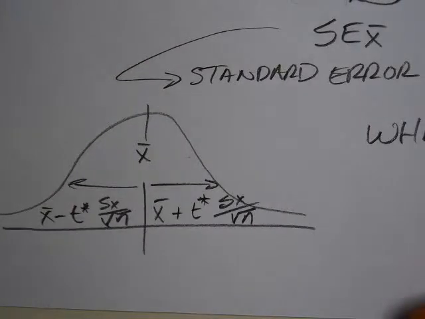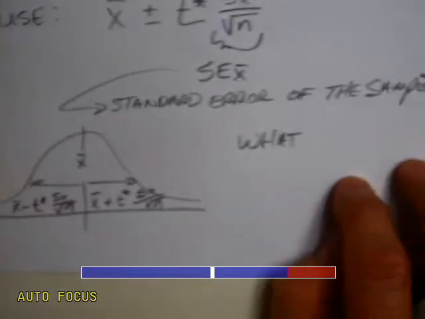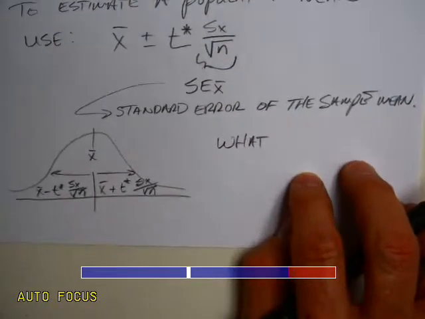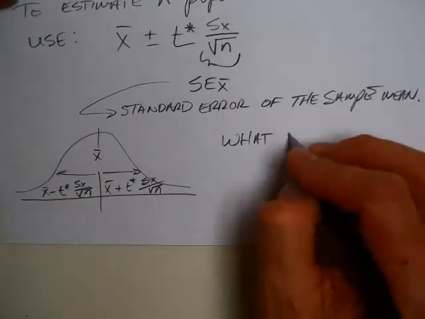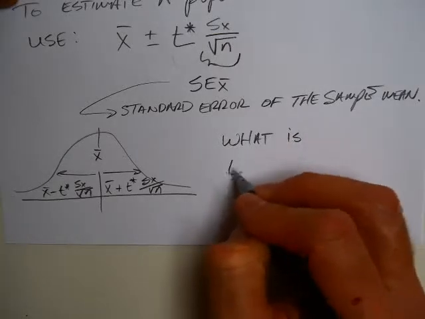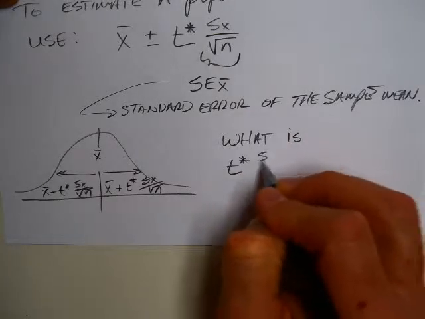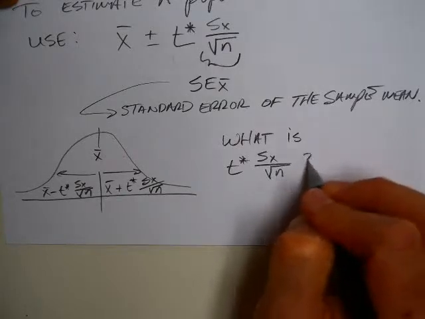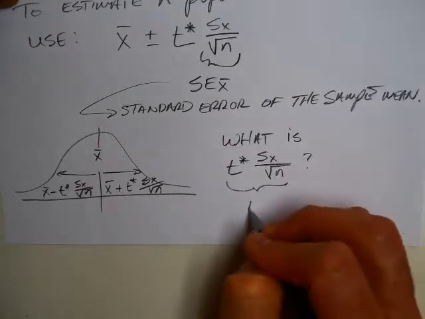What is t star sx over root n? That's margin of error.